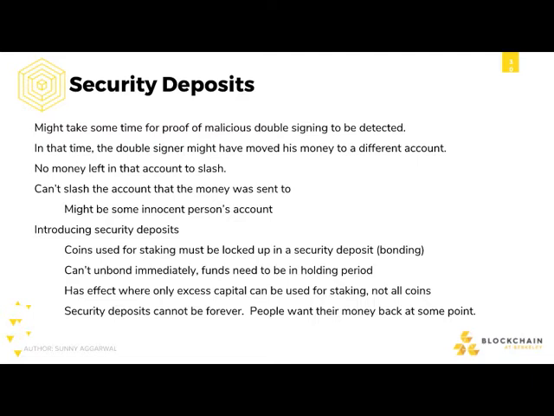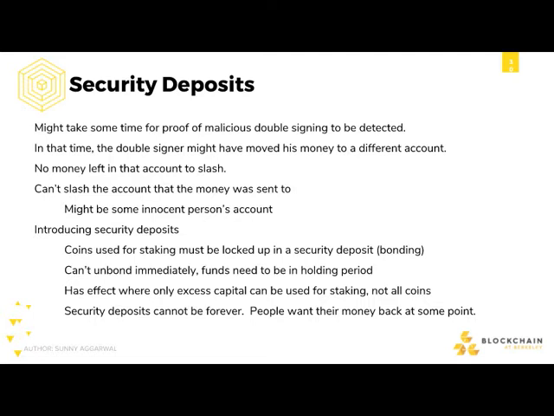But it might take some time for a proof of malicious double signing to be detected. And during the time it takes for us to detect that, the double signer could have moved his money somewhere else, could have exchanged it for US dollars. So there's no way to slash his money if all we have is this penalty.